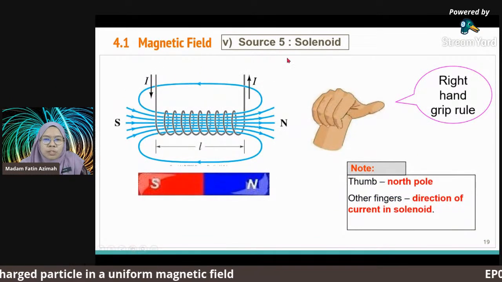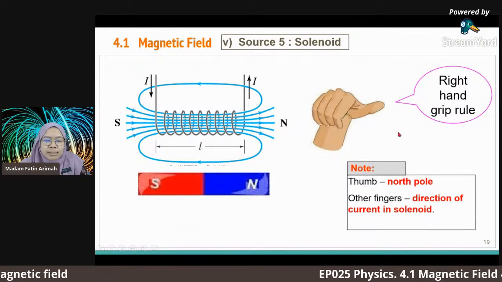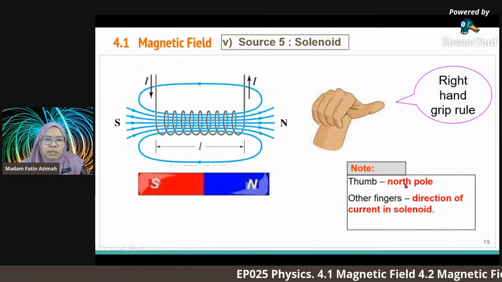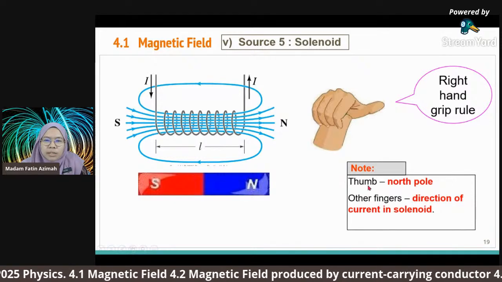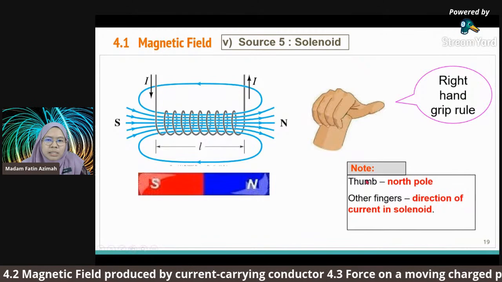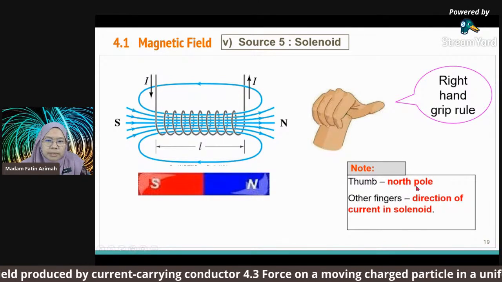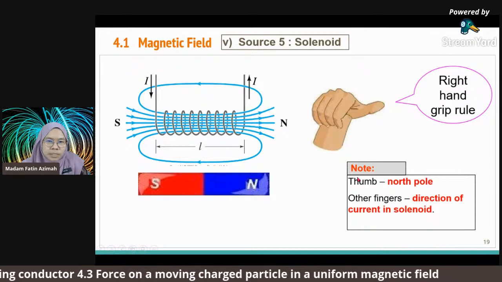Okay, so for a solenoid, we are going to use the right hand grip rule to determine the direction of the north pole. It's a bit different from the previous slide. The thumb is the north pole. Just now we said the thumb is the direction of the current, and the other fingers are the direction of the current. So they are the opposites.